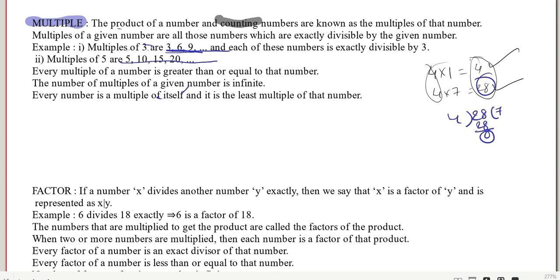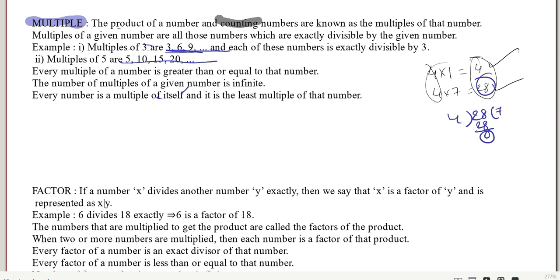And the number of multiples of a given number: okay, if I take any number, let us take 7, how many multiples does 7 have? We have infinitely many multiples of 7. So we can say that the number of multiples of any natural number is infinite, and every number is a multiple of itself, and it is the least multiple of that given number.